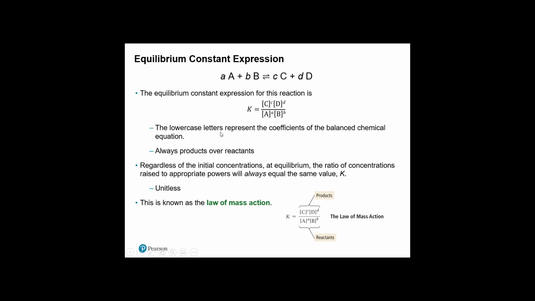The lowercase letters represent the coefficients of the balanced chemical equation. So regardless of the initial concentrations, we're not concerned about initial concentrations when we're dealing with equilibrium. We're interested in the concentrations at equilibrium. So the ratio of concentrations raised to appropriate powers will always equal the same value. The equilibrium constant is unitless, and this is known as the law of mass action. I'm not going to go too much into the law of mass action, but you should know what it is, which is exactly what we're looking at here. So when it's referred to, this is what it is, the law of mass action.